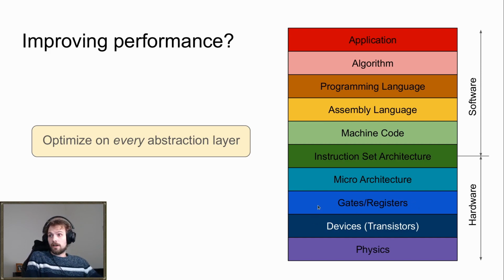running on fast hardware. I think the only one that you don't really have control over is the physics, which are the same for everyone. So we can optimize on many different layers.